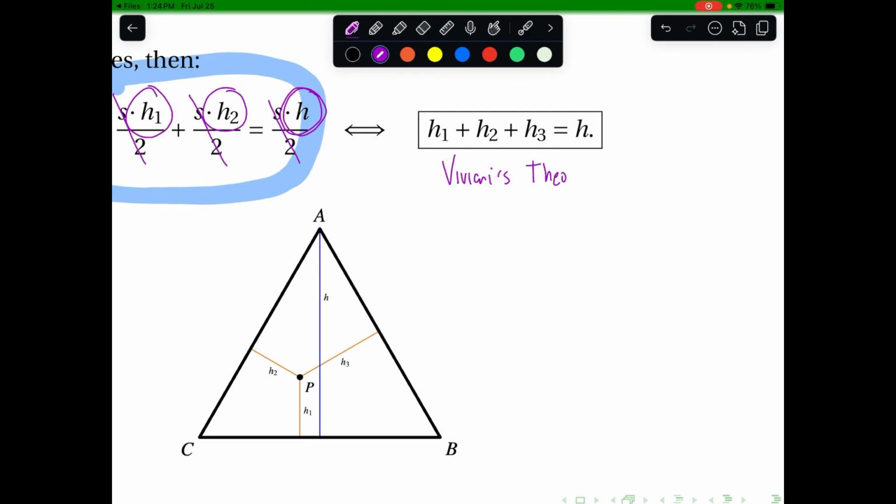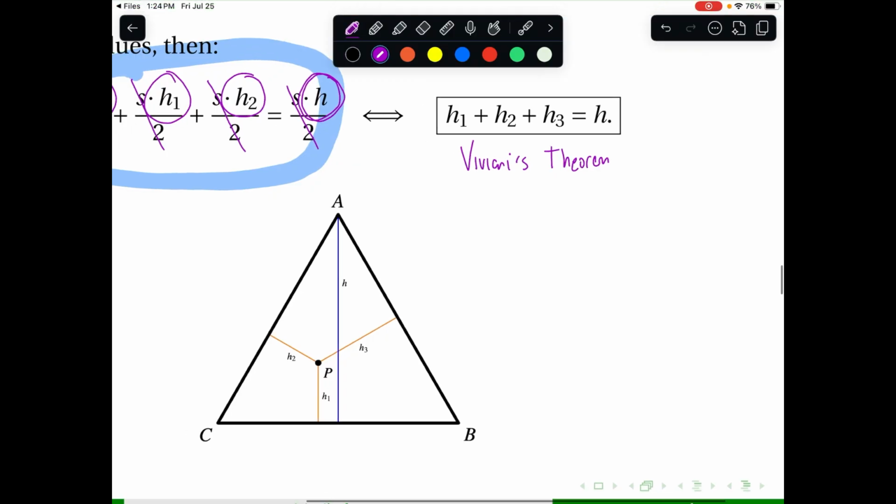It's a beautiful theorem, where basically I can formally state it as: if you pick an arbitrary point P in a triangle, the sum of the distances to each of the three sides is equal to the height of the entire triangle. And that's really beautiful. So let's see how we can apply this.